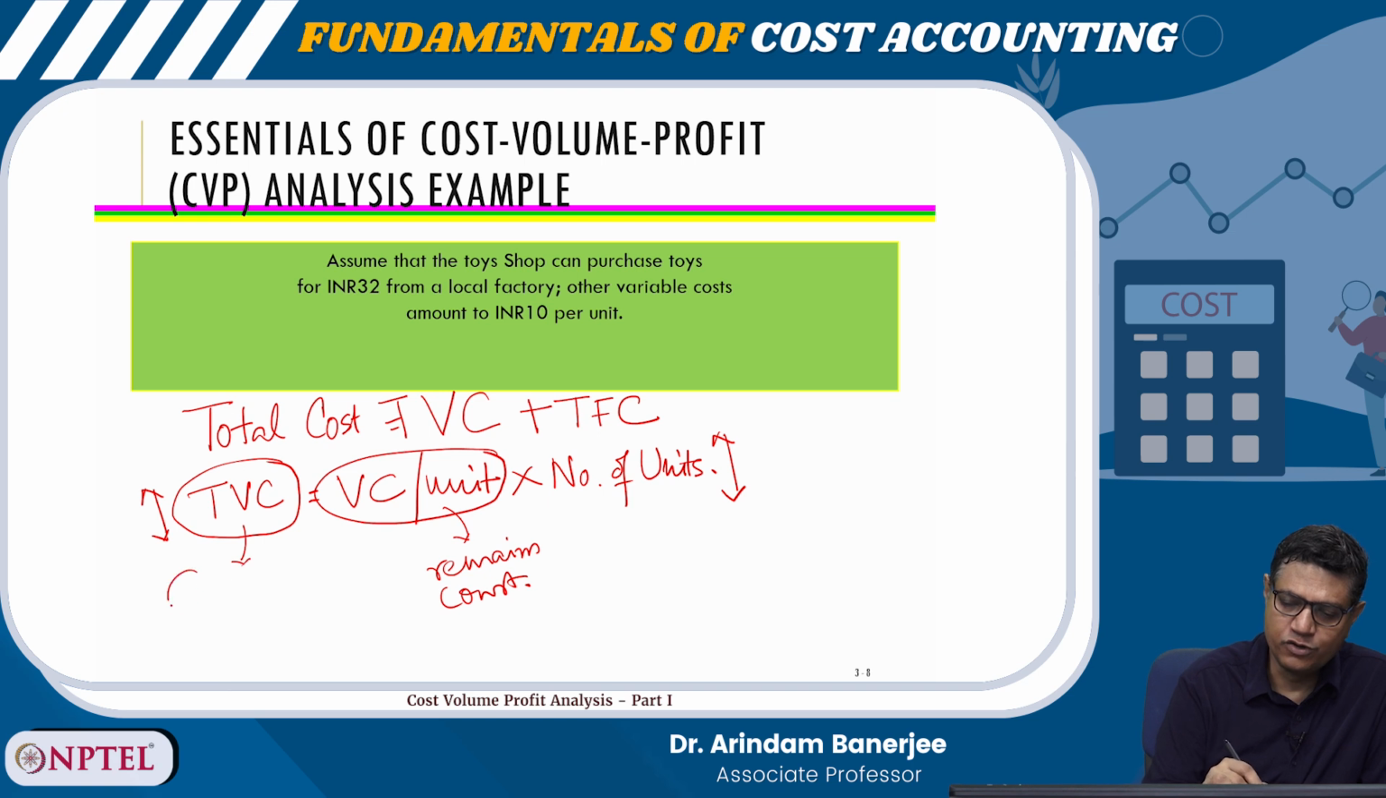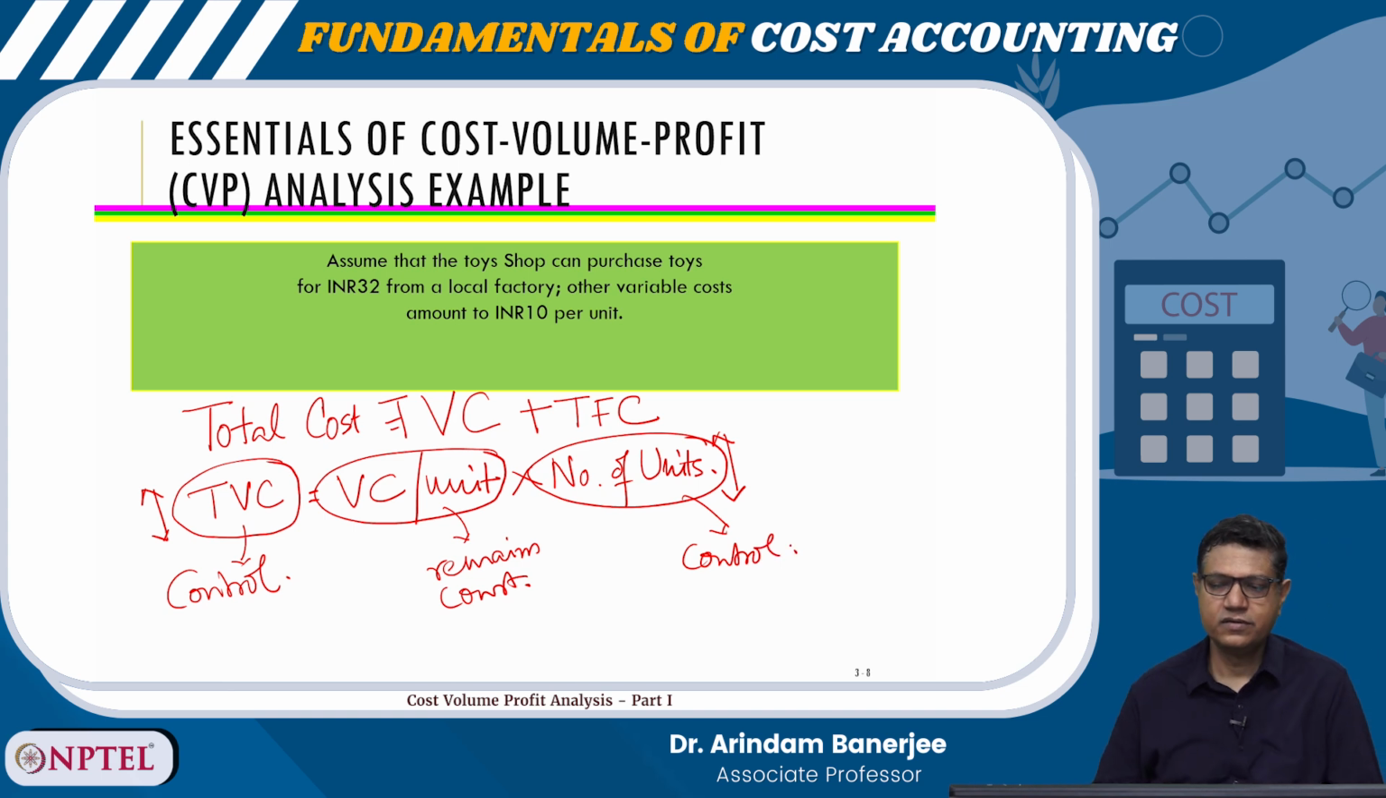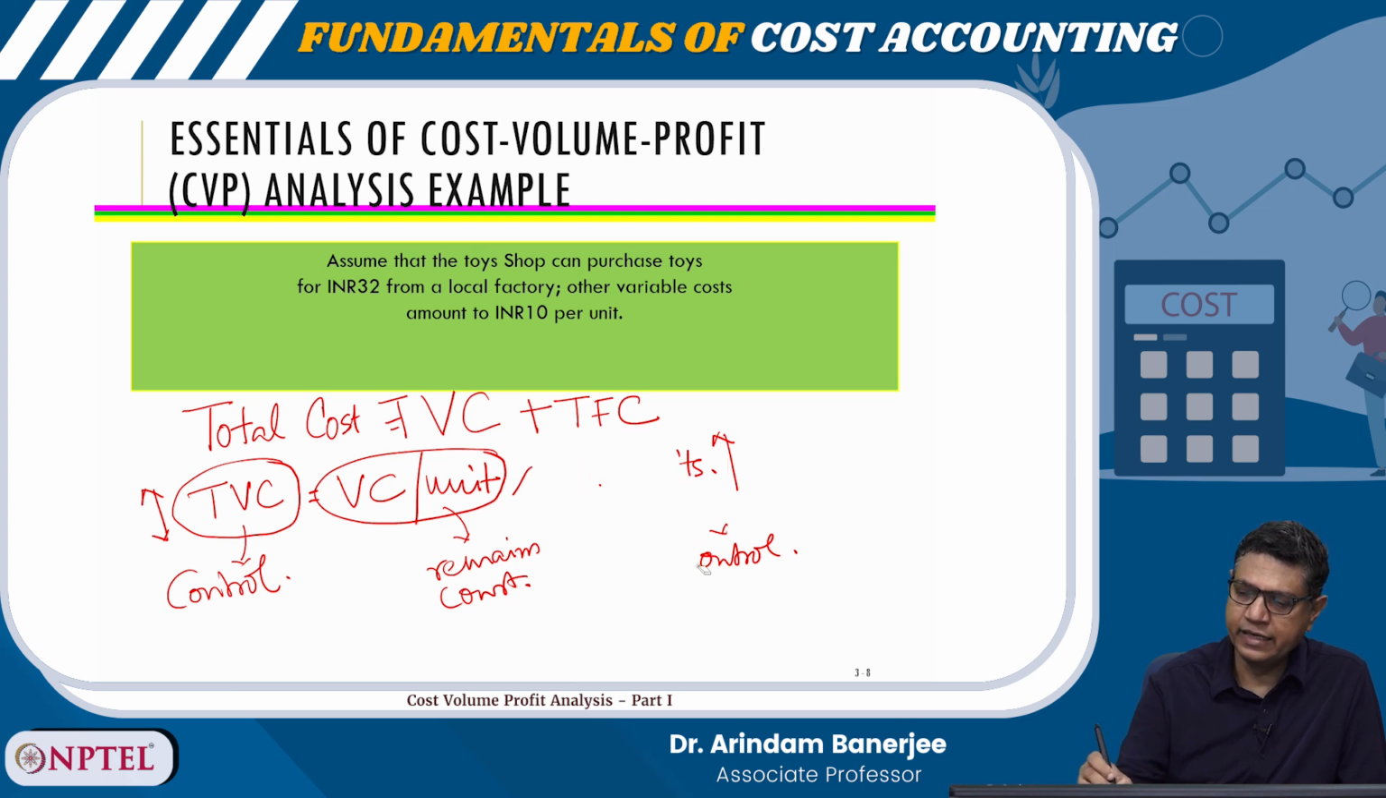So, I can control this, because I can decide on this. But variable cost per unit may not be controllable, I can't change it suddenly. So, this is the behavior of the variable cost. What about the fixed cost? The fixed cost, I can write it like this.